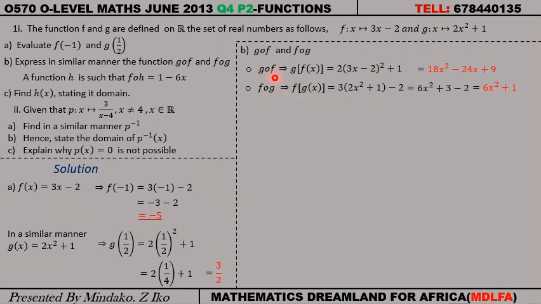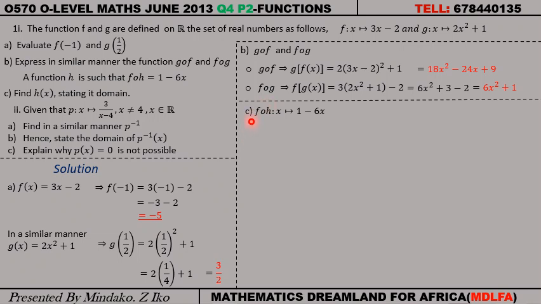So you notice that the order really matters here, because you see that g of f is totally different from f of g. That is why I told you that this order is very important. All right, so let's continue.